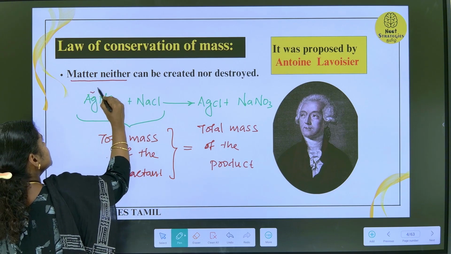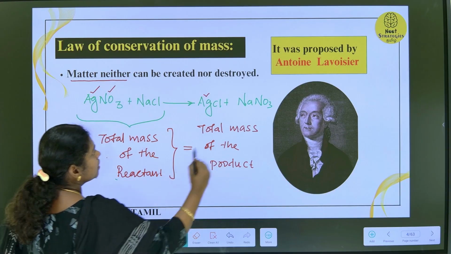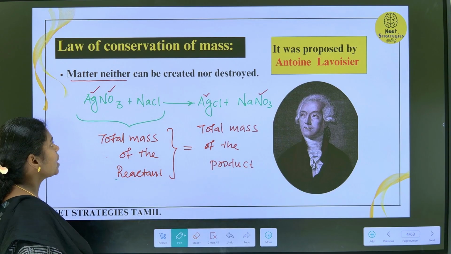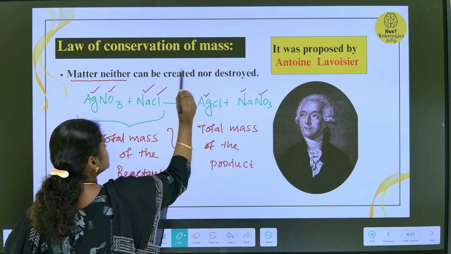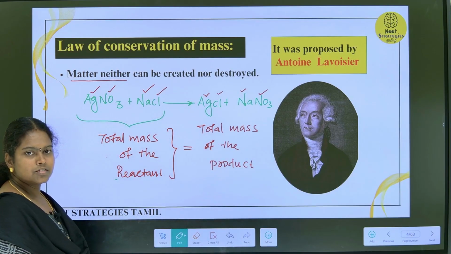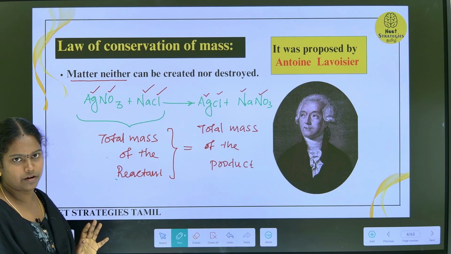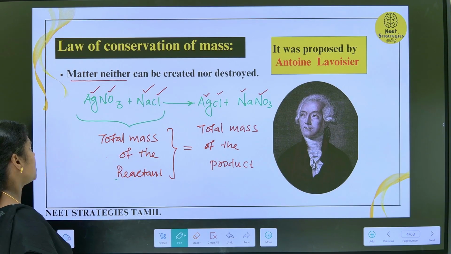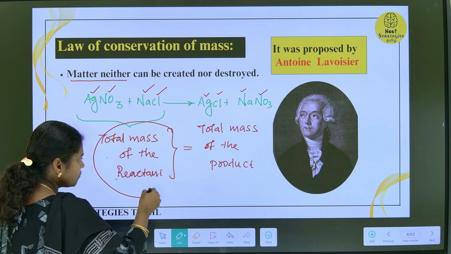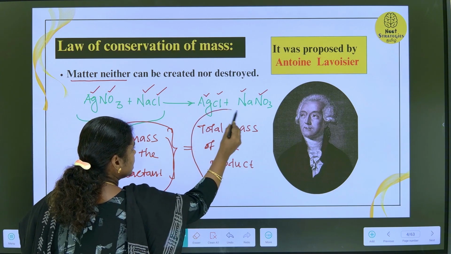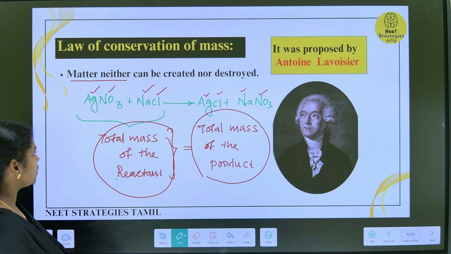Here silver is present, silver atom is also on the right, the nitrate molecule is on the left and also on the right side. Sodium is present on the left as well as on the right, and chlorine on the left as well as on the right. So matter can neither be created nor be destroyed. This is the law of conservation of mass. Finally, what we concluded is that the total mass of the reactant becomes equal to the total mass of the product.